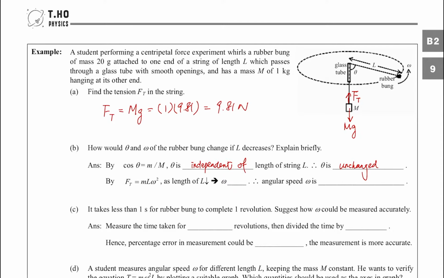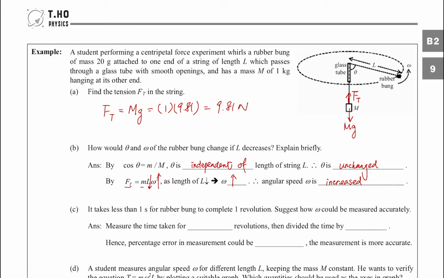Therefore, theta is unchanged. On the other hand, because we have another equation, Ft equals m L omega square, if L decreases, while keeping others constant, omega will increase. Therefore, angular speed is increased. It would go faster.